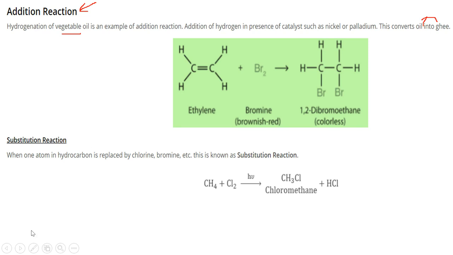Then the substitution reaction. What is a substitution reaction? When one atom of a hydrocarbon is replaced by chlorine or bromine, because these have a valency of 1, they replace one atom. Like in methane, CH4, when it combines with chlorine, one bond of hydrogen is replaced by chlorine, so this is a substitution reaction. Chloromethane is formed.